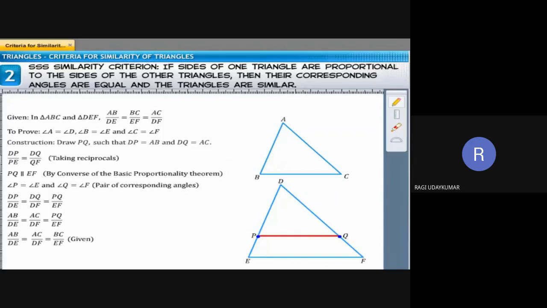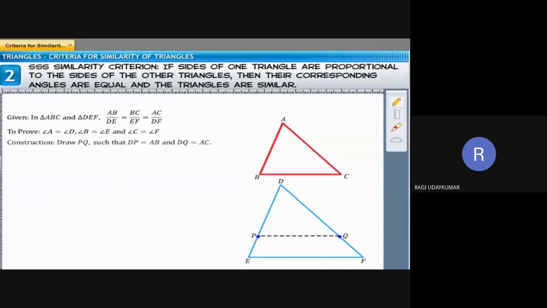Now AB by DE is equal to AC by DF is equal to BC by EF is given to us. From that you can say that BC and PQ are equal. From this statement, BC is equal to PQ.